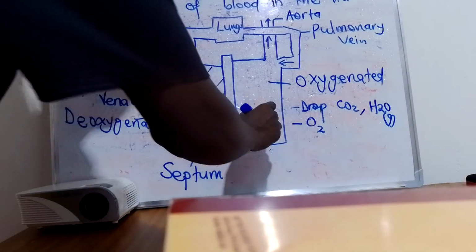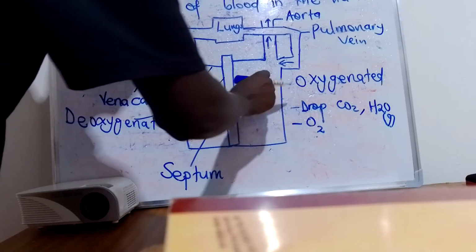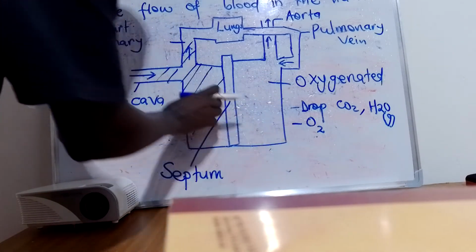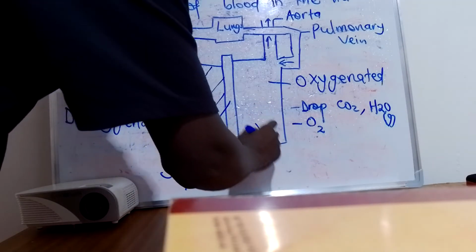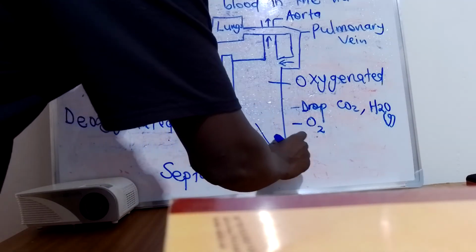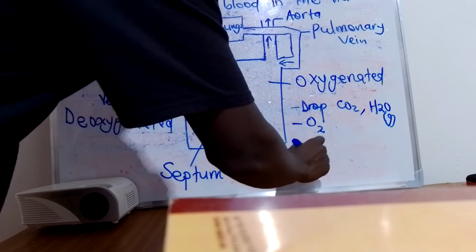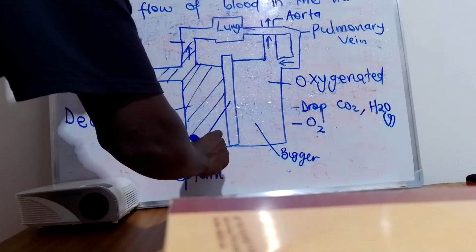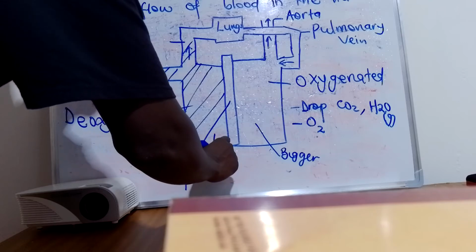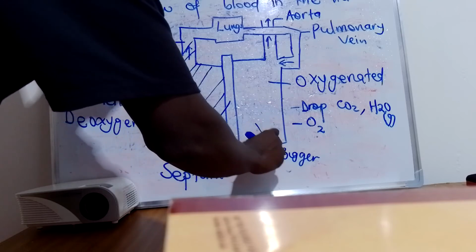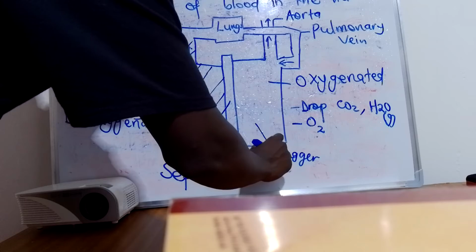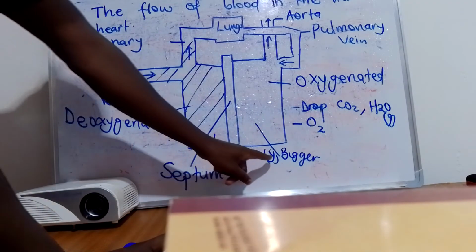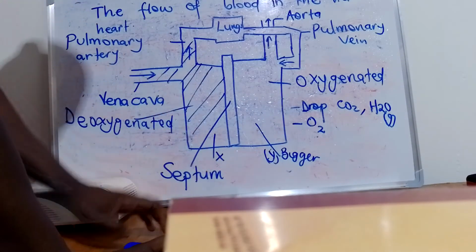This section of the heart is bigger than this section. Let me call this section X, and this section Y. Section Y is bigger than section X.